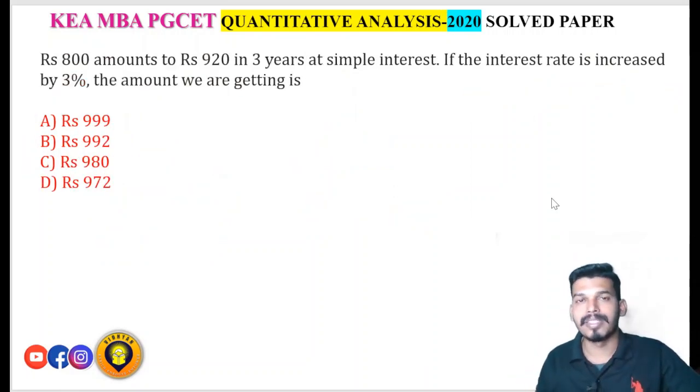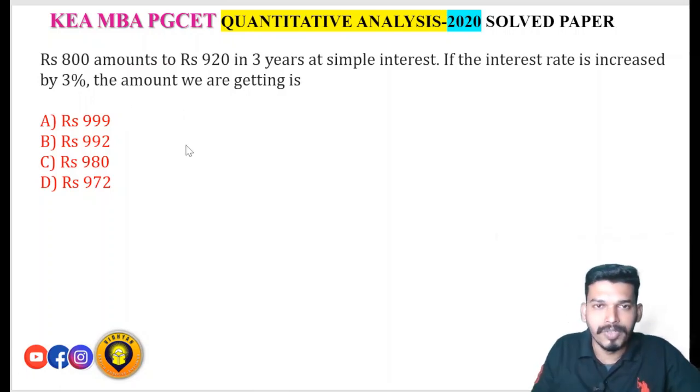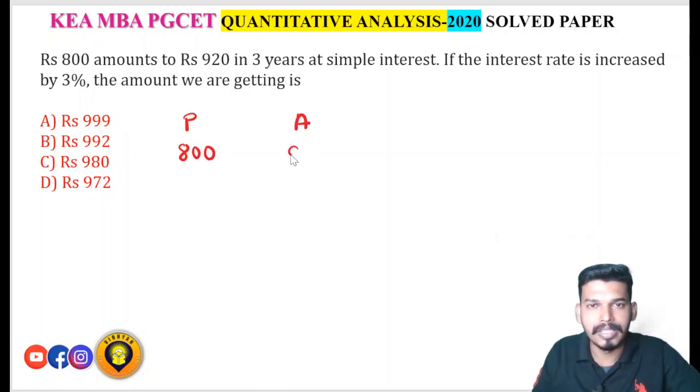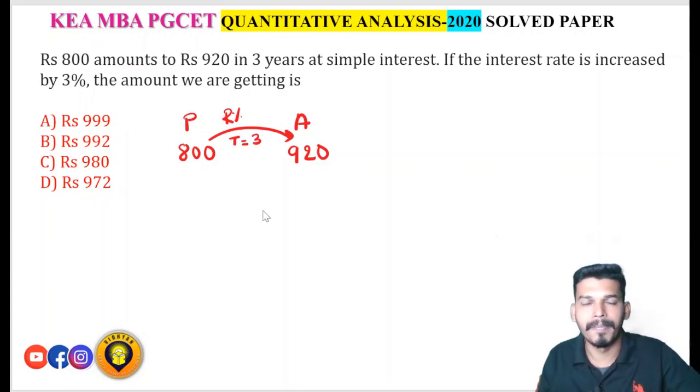Next one, ₹800 amounts to ₹920 in 3 years at simple interest. If the interest rate is increased by 3%, the amount we are getting is. So the principal given is ₹800, and the final amount in 3 years is ₹920. You don't know what the rate of interest is. Let us consider the rate of interest as R%.